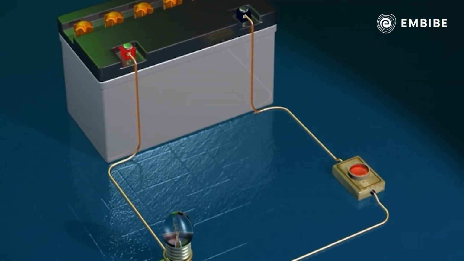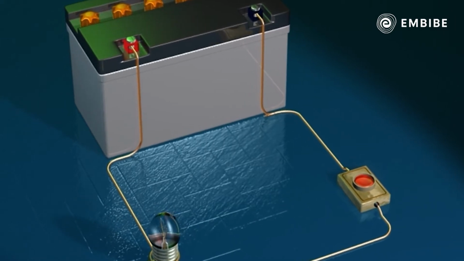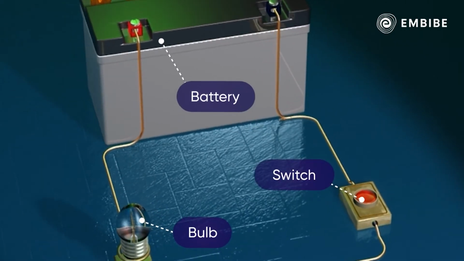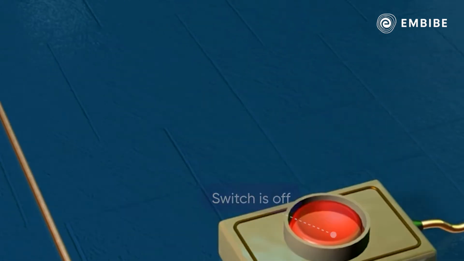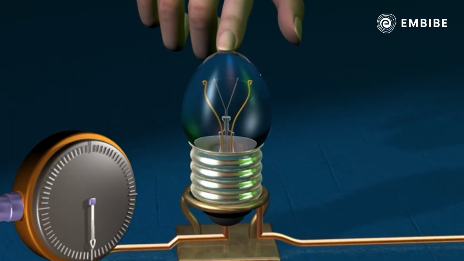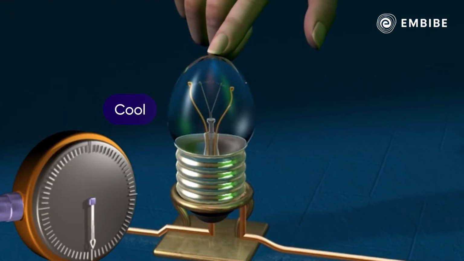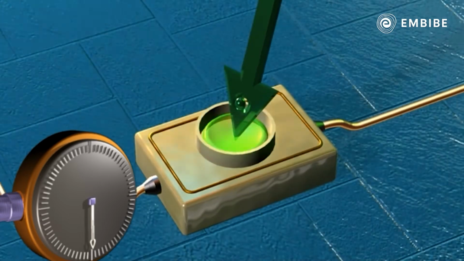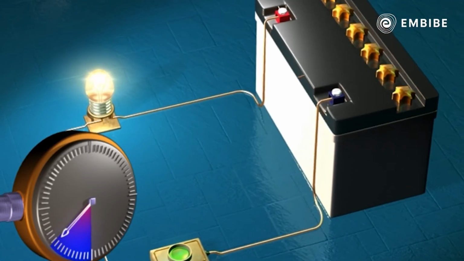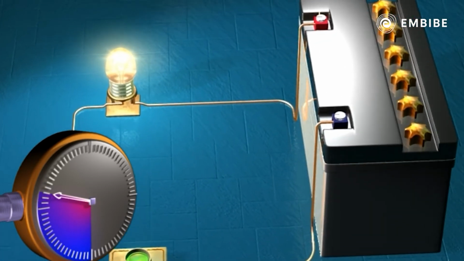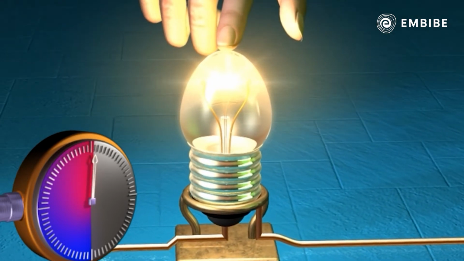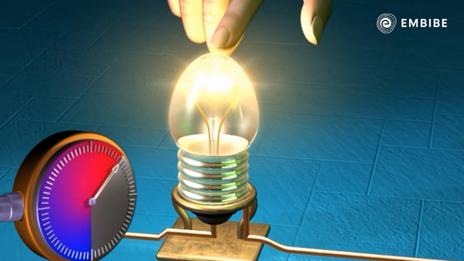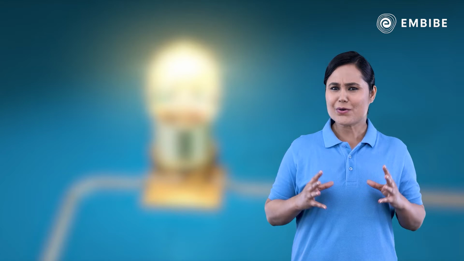Consider a simple circuit which consists of a battery, a bulb and a switch. Initially, when the switch is off, touch the bulb. You can feel that it is cool. Now, on turning the switch on, the bulb glows. After some time, touch the bulb again. This time, you observe that the bulb has become hot. Can you guess why this happens?